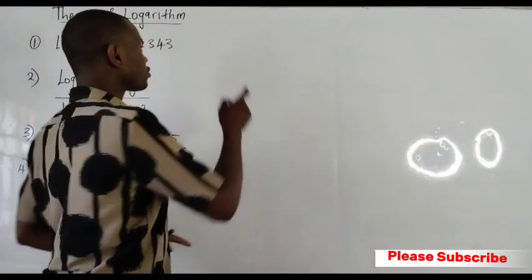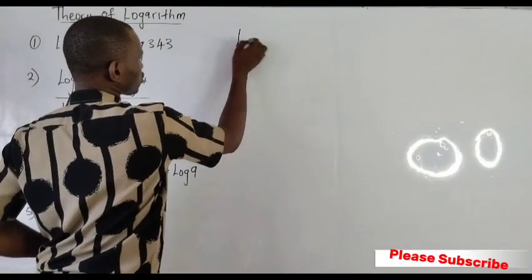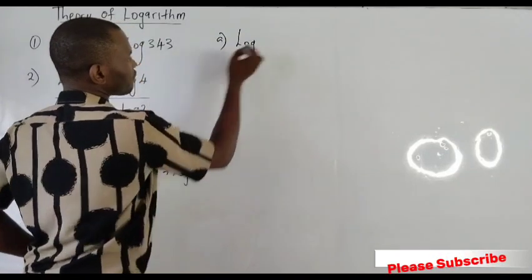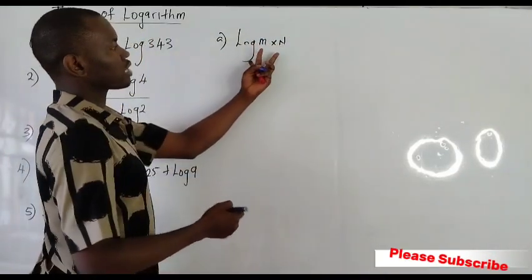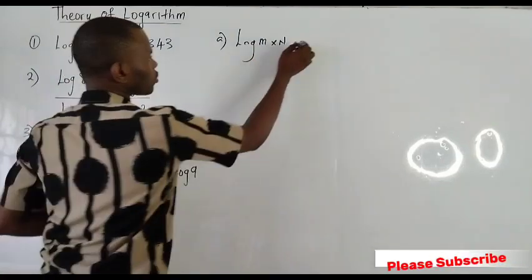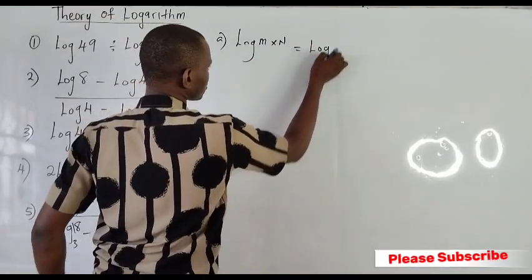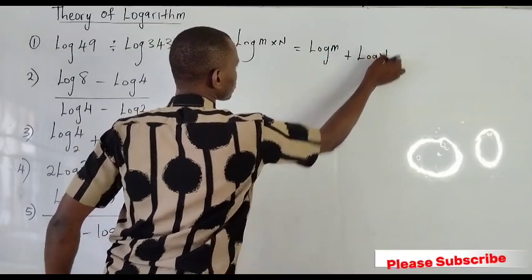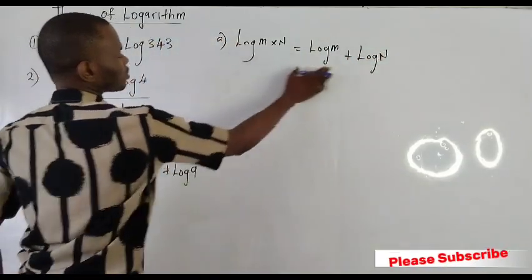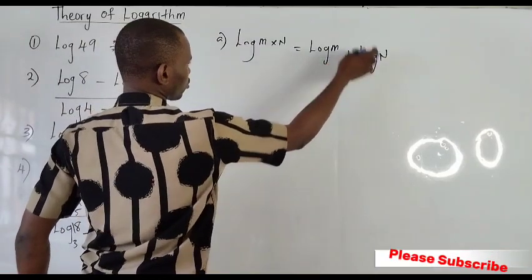The first law of logarithms we are looking at is the multiplication law. If I have log of m times n, two terms multiplying themselves, we can split them into two logarithms with an addition sign in between them. All right, you have this, split them into two: log m plus log n.